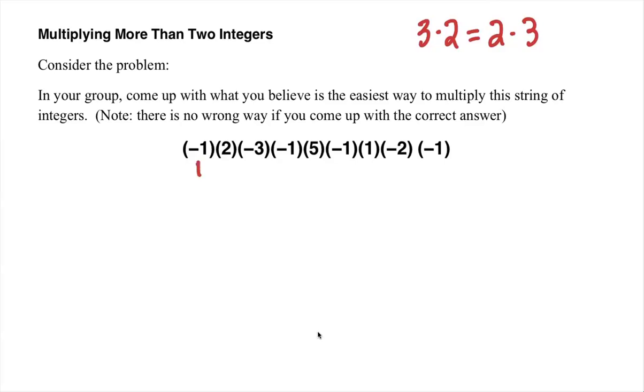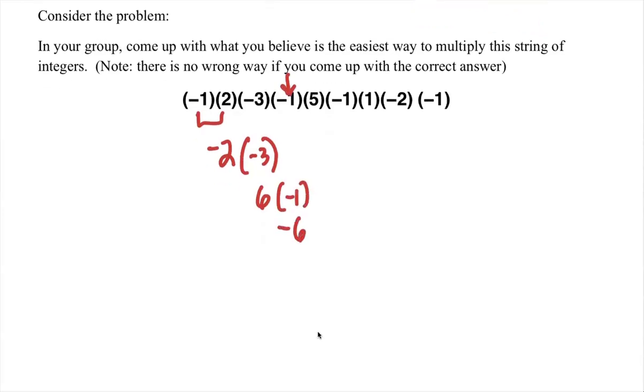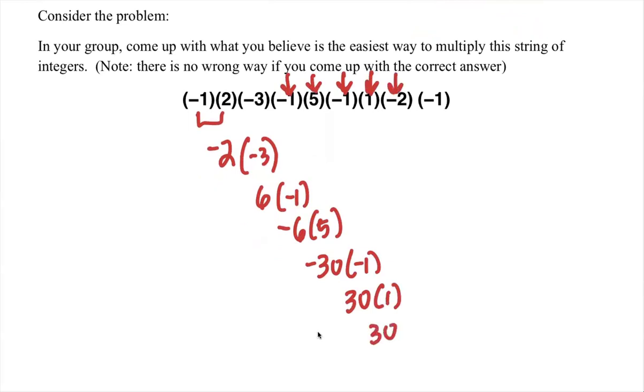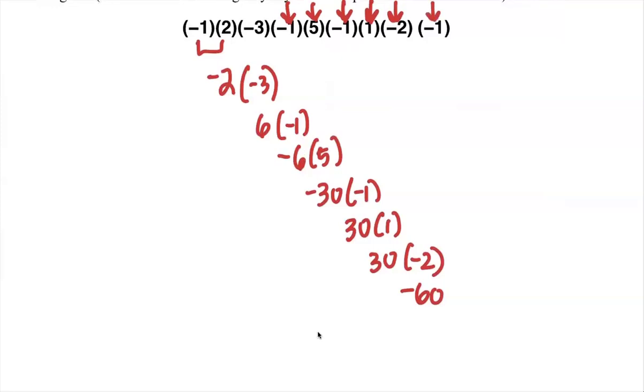Okay, I'm going to show just taking two at a time. So -1 times 2 is -2. -2 times the next one, -3, is +6. +6 times that next one is -6. -6 times 5 is -30. -30 times -1 is +30. 30 times 1 is still just 30. 30 times -2 is -60. -60 times that last one, -1, would be +60.